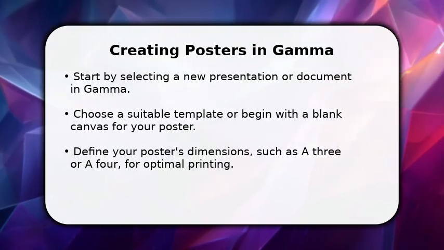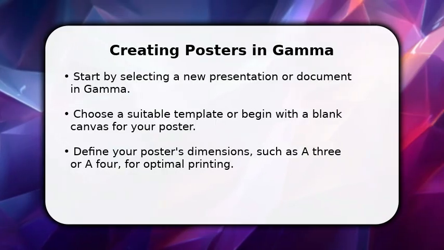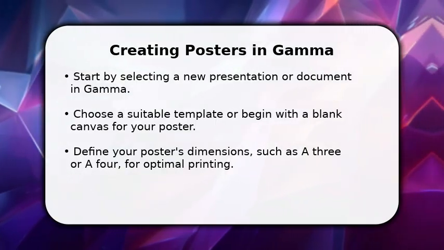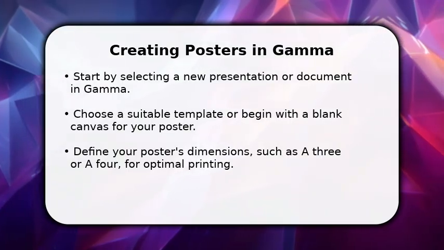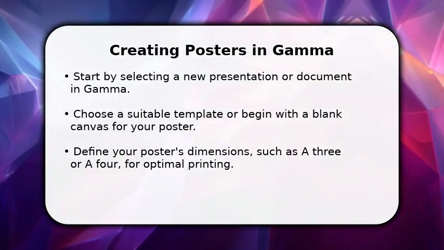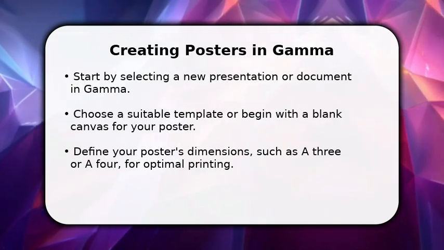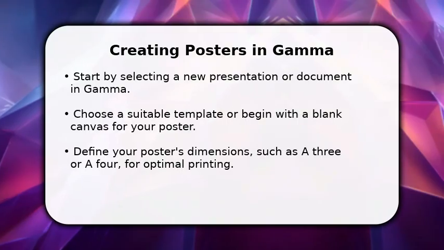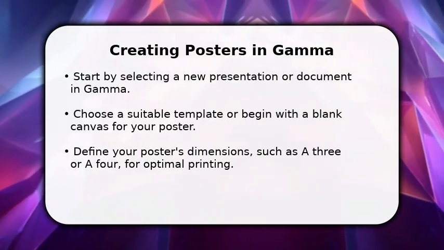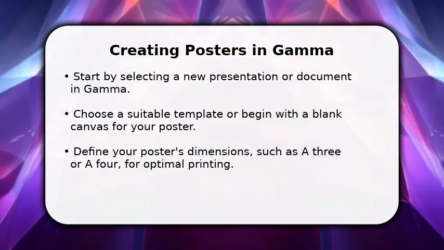In this video, I will explain how to make a poster in Gamma. First, open Gamma and select New to begin. You can choose from various templates or start fresh. Decide on your poster's size early, perhaps in A3 or A4, to ensure it looks great when printed. This initial setup is crucial for a professional-looking final product.